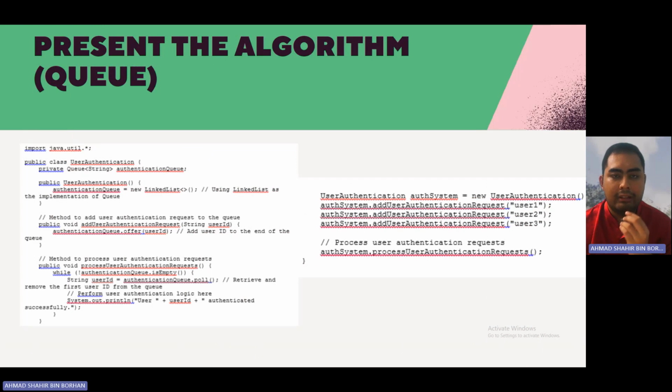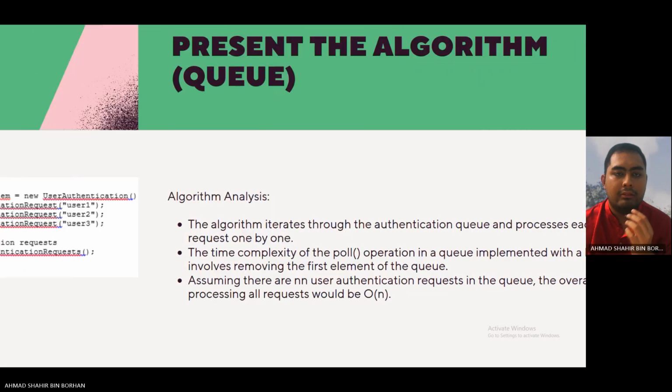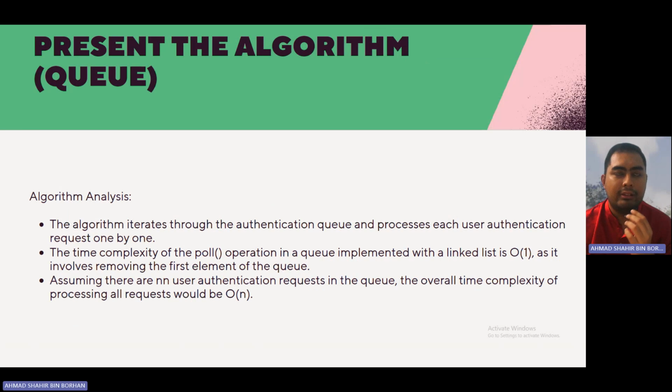So we will present the algorithm from another code. This is the other code. From that code, we will use one loop from the code. So we do the analysis first. The algorithm iterates through the authentication queue and processes each user authentication request one by one.